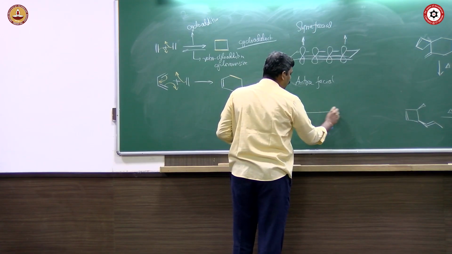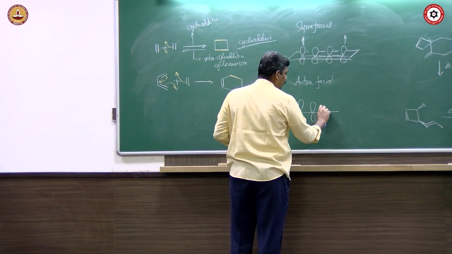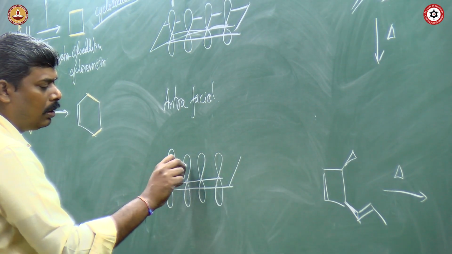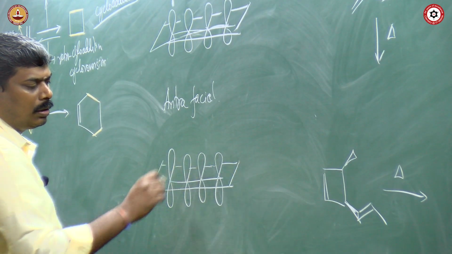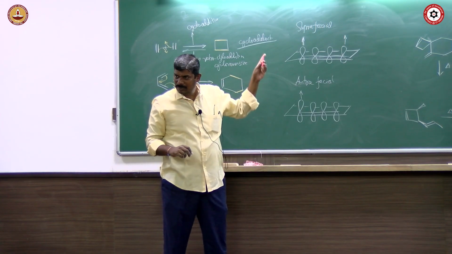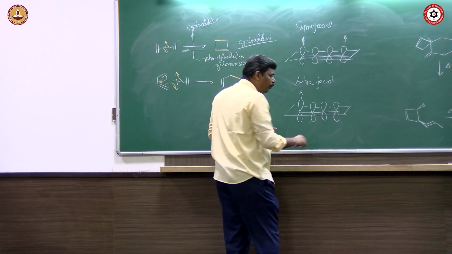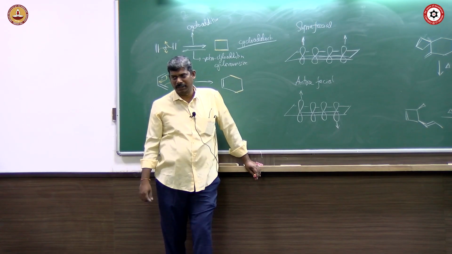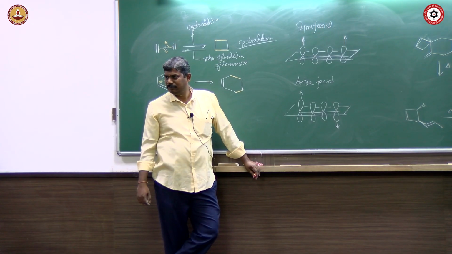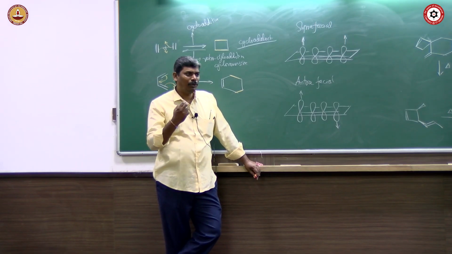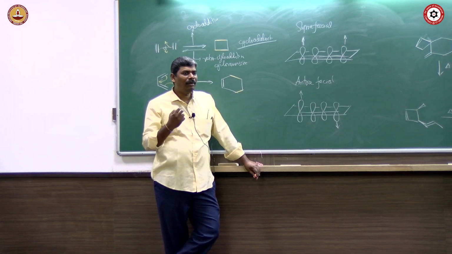Now, an antarafacial interaction is very similar to that. Once again, if you are looking at a plane this way, if at one end the lobe interacts with the top phase, and the lobe on the other end interacts from the bottom, this is called an antarafacial approach. Now we have two coupling partners, meaning two polyenes are going to react, and we have two approaches. How many variations can we have?